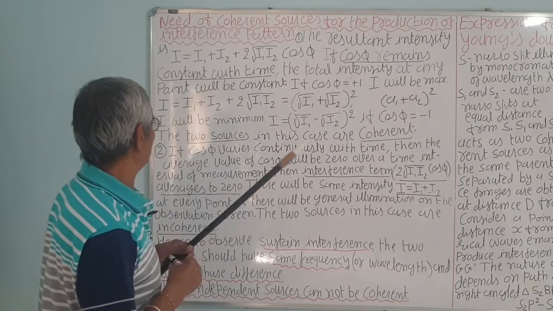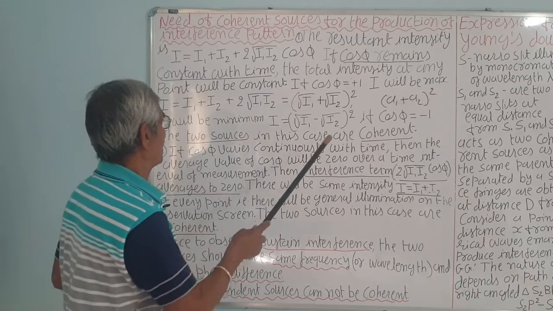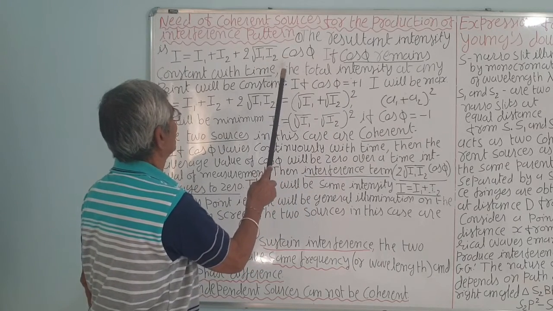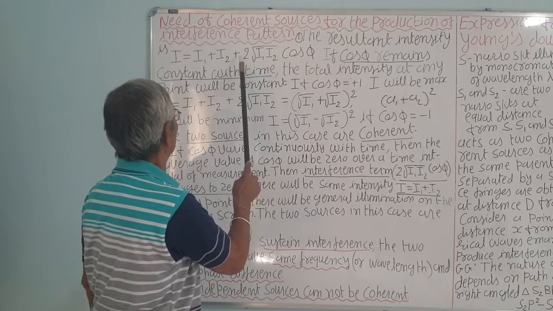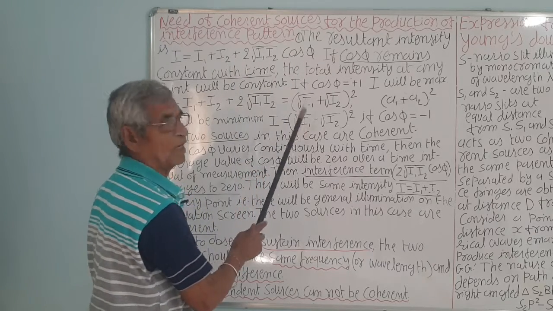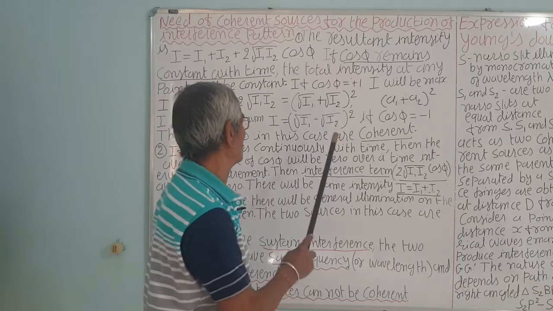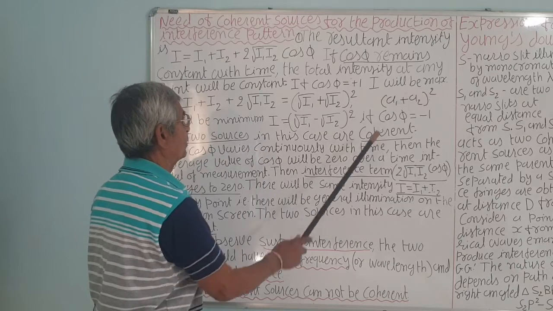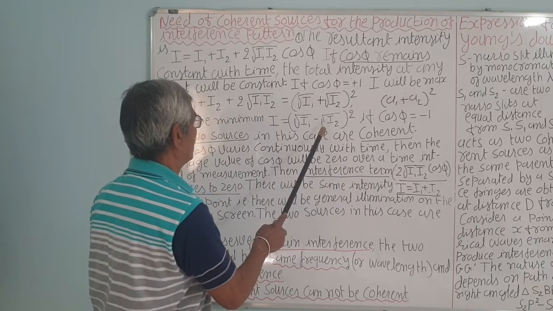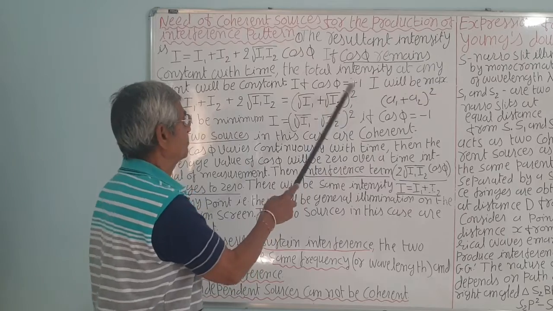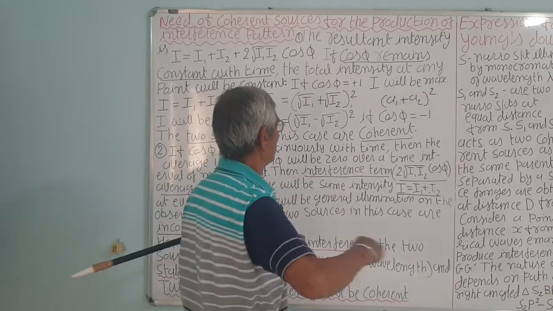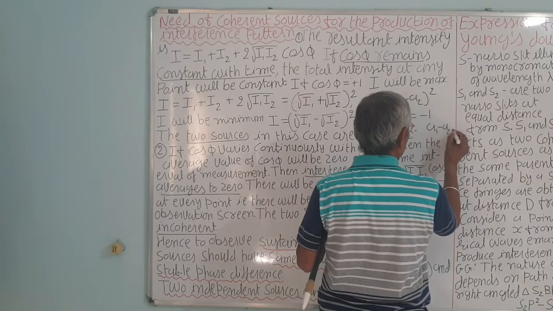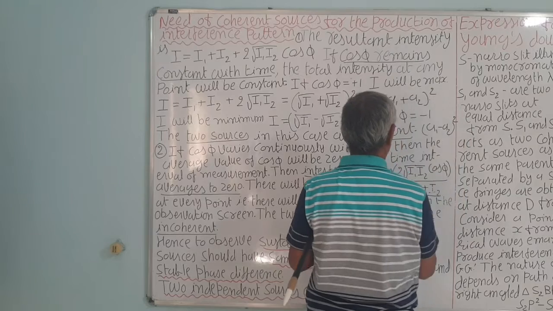And I will be minimum when cos phi is minus 1. If cos phi is plus 1, intensity is maximum. If it is minus 1, then it will be under root I1 minus under root I2, whole squared. The two sources in this case are coherent. Intensity will be maximum, amplitude will be maximum, and in the minimum case, amplitude will be A1 minus A2 raised to square. Correct?